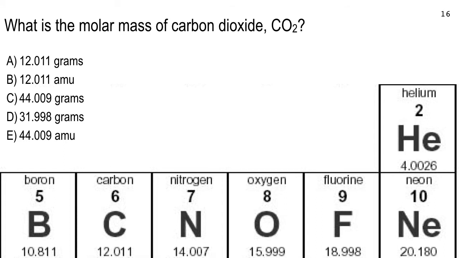If you voted for E, you are incorrect. That is the mass of 1 molecule. A molecule is measured in AMUs. A mole, for which you calculate the molar mass, is measured in grams. So 44.09 for a mole. 6.02 times 10 to the 23 of those CO2 molecules.